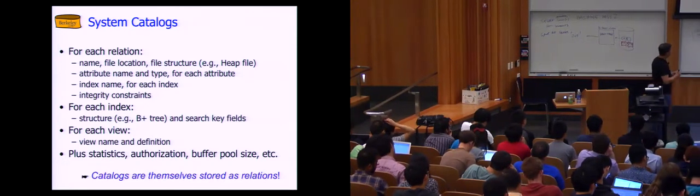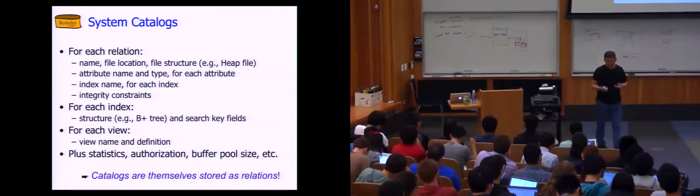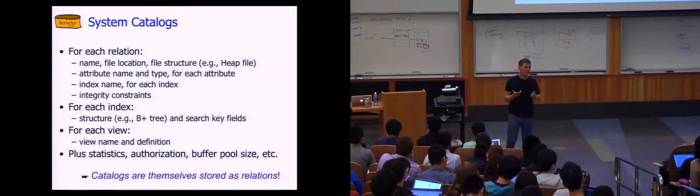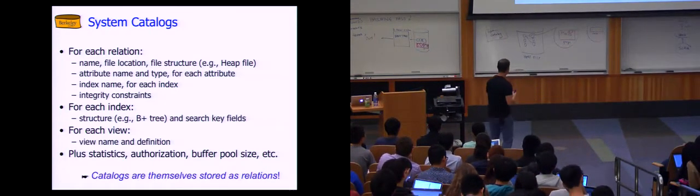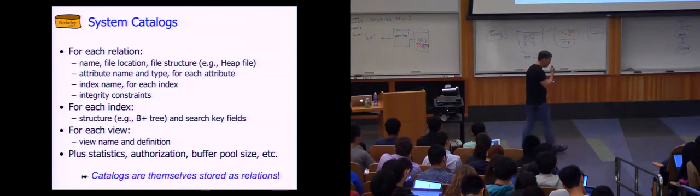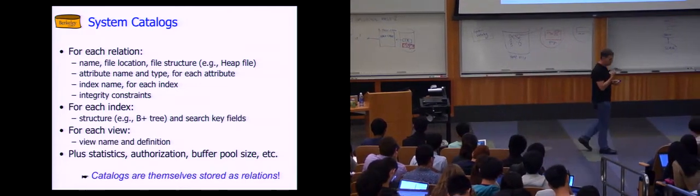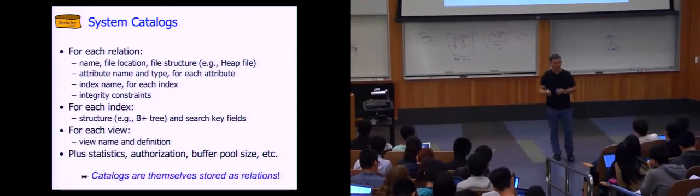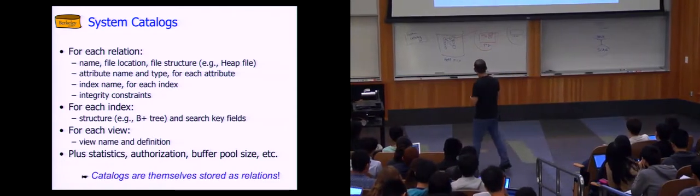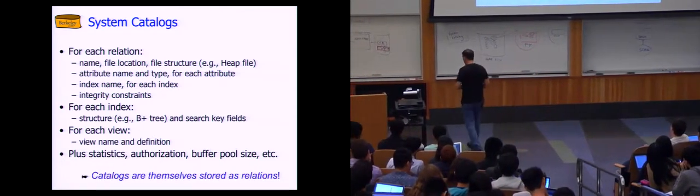For each index, we'll know what kind of an index it is. In this class, we'll probably just study B+ trees, but there are other indexes that people use in the field. And it'll tell you what the search keys of the index are. What can you look up with this index? I can look up on GPA, or I can look up on last name. Okay. And then there are going to be these things called views.